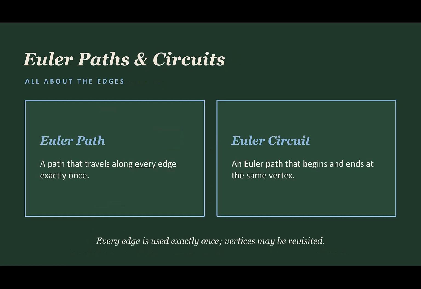The key to remember is that an Euler path travels along every edge exactly once. An Euler circuit is an Euler path that begins and ends at the same vertex. In both cases, every edge is used exactly once and vertices may be revisited.